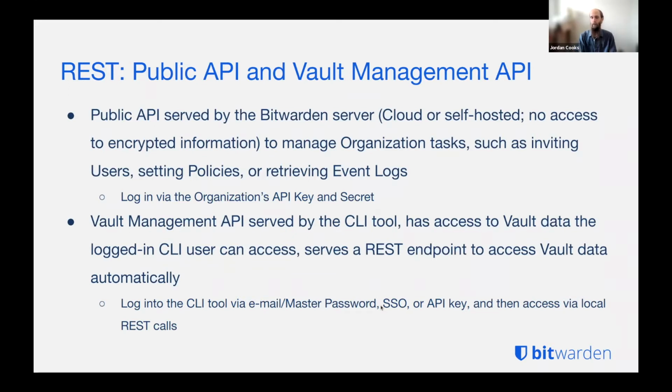So in addition to the command line tools, we also have two different APIs. So we have the public API and the Vault Management API. The public API is served by the Bitwarden server itself, so either our cloud service or your self-hosted instance, and the public API does not have access to any encrypted information. Obviously, if we are serving this API endpoint, since we don't have access to your encryption key, we can't serve the actual encrypted data via the public API.